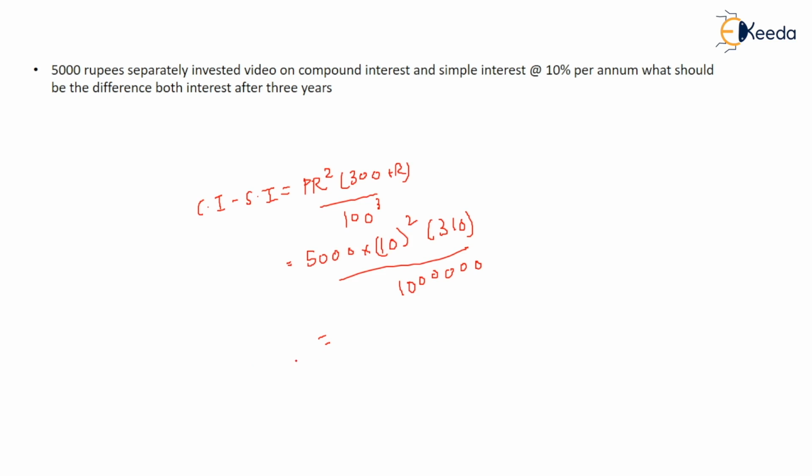Difference between simple interest and compound interest for a gap of 3 years will be what? 155 rupees. Okay, you can simply calculate it by applying this formula.